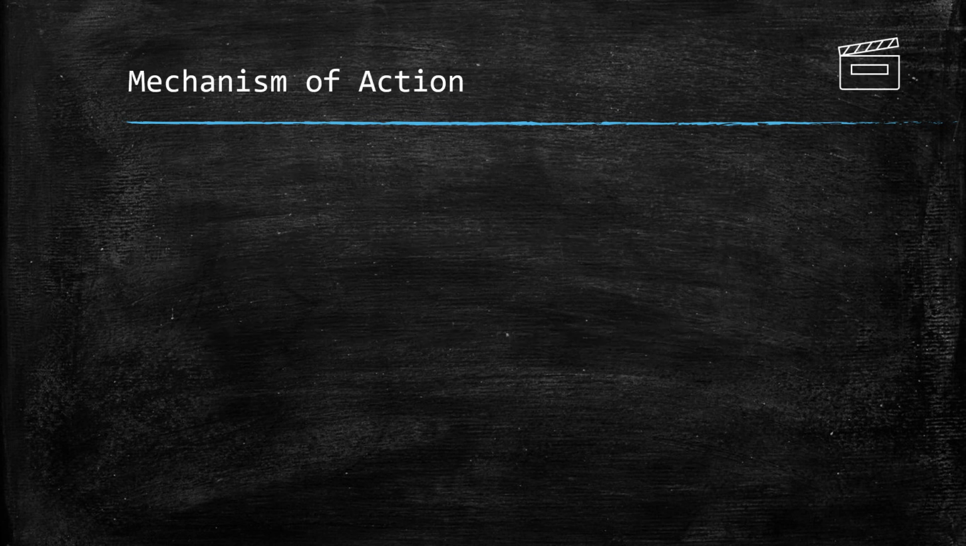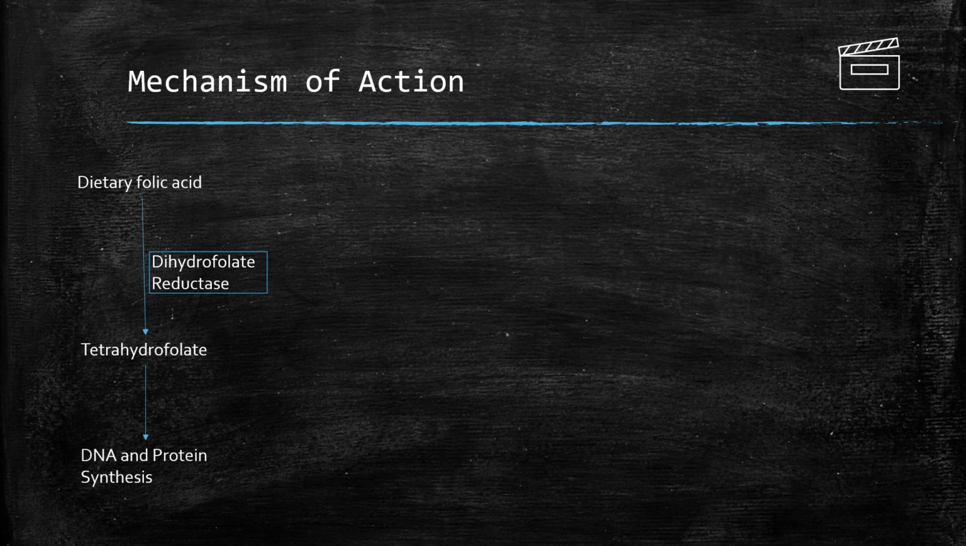Now, how does it work? First of all, I'm going to tell you that it interacts with the folic acid pathway. So what pathway is that? When we take in folic acid from our diet via broccoli, cereals, green leafy vegetables, the enzyme DHFR, or dihydrofolate reductase, makes tetrahydrofolate. And this is involved in DNA and protein synthesis.